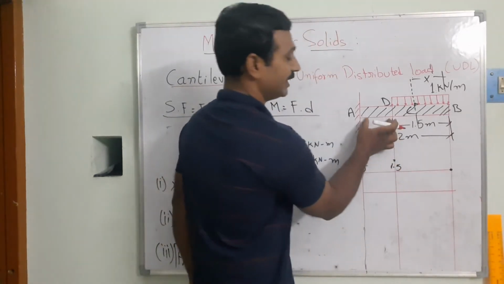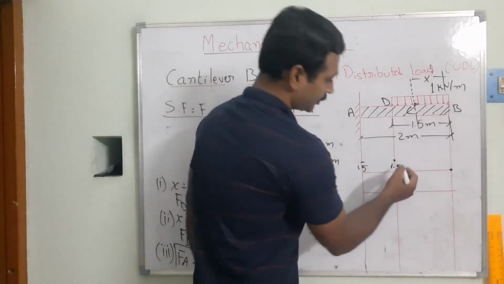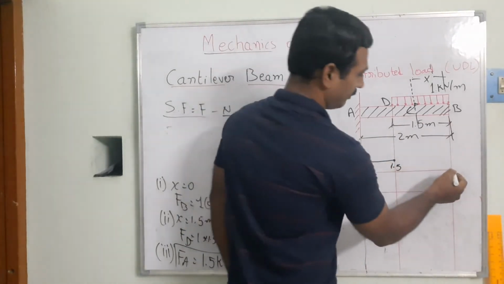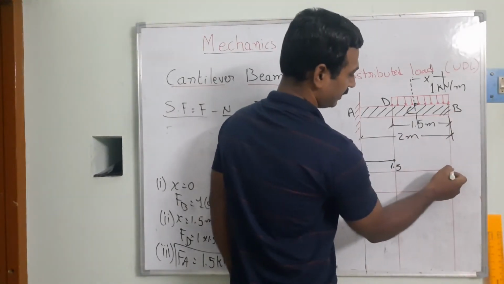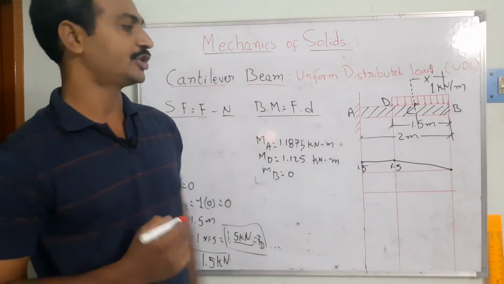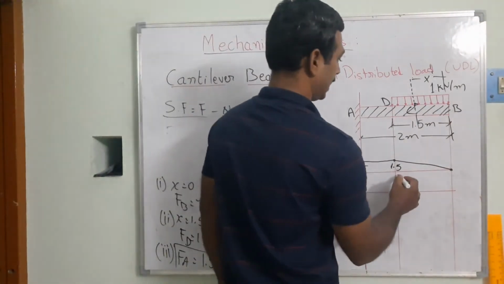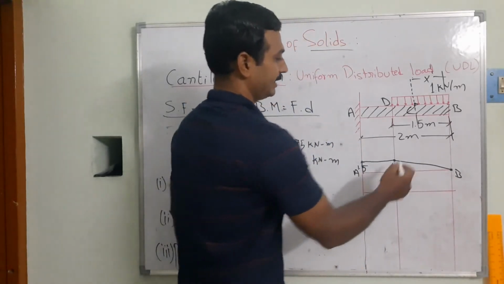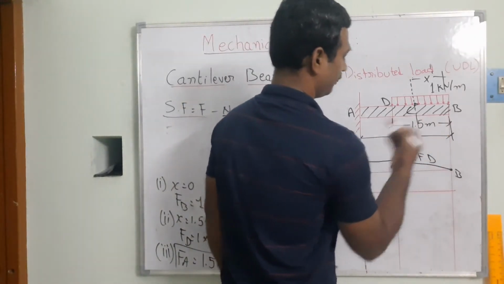In between there is no load, so we are going to get a constant, horizontal line. And similarly between these two, where the distributed load is there, we can see an inclined line, right? That is your shear force at points A, D and B. This is what we call the SFD.